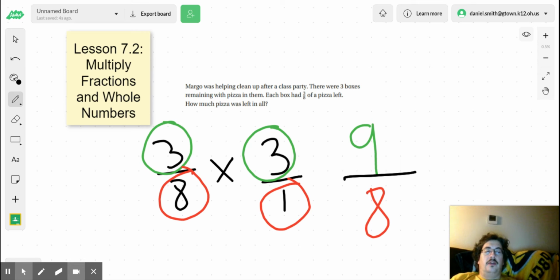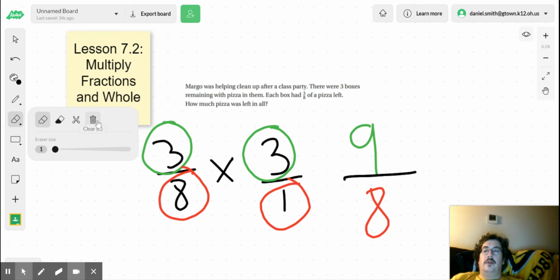So no matter how you decide to work a problem out, when you're multiplying a fraction and a whole number, whether you draw a model, whether you use repeated addition, or whether you use fraction multiplication and remembering to put a 1 underneath the whole number, you arrive at the same answer.